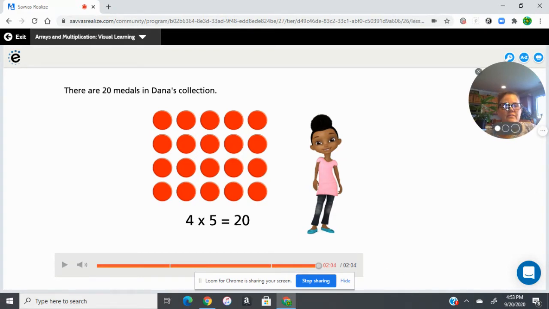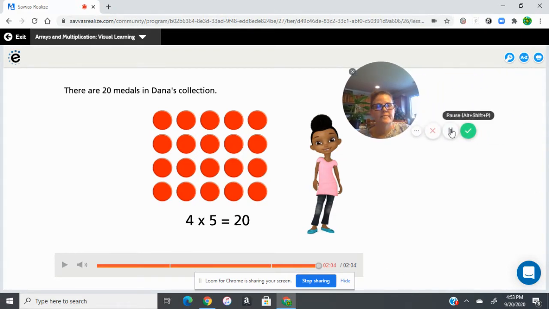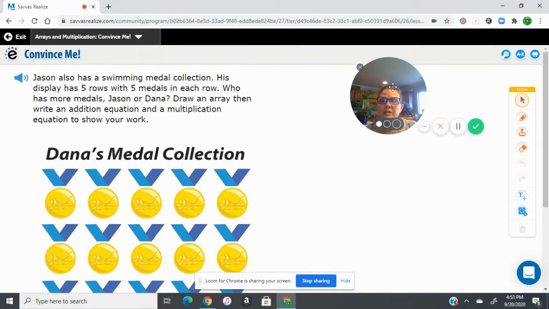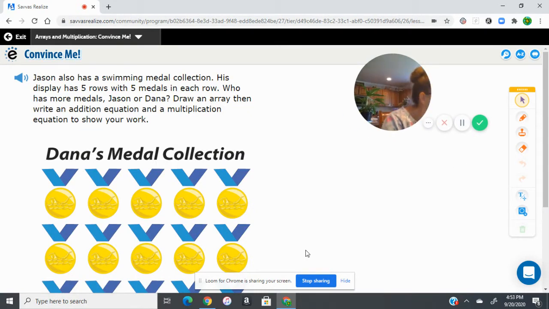All right. Okay, so we're going to look at this problem. This is on the bottom of page 20 in your workbook. So if you look down at the bottom, it says convince me. So I'm going to go ahead and play what they're saying, and you can follow along in your book if you'd like to.